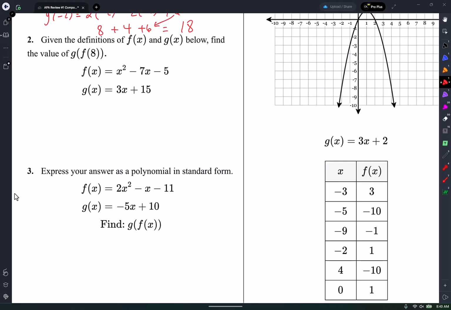Given the definition of f of x and g of x below, find the value of g composite f of 8. Okay, so what are we going to do first? F of 8. So f of 8 equals 8 squared minus 7 times 8 minus 5. I need a calculator. No, you don't. 8 times 8. 7 times 8. So minus 56.